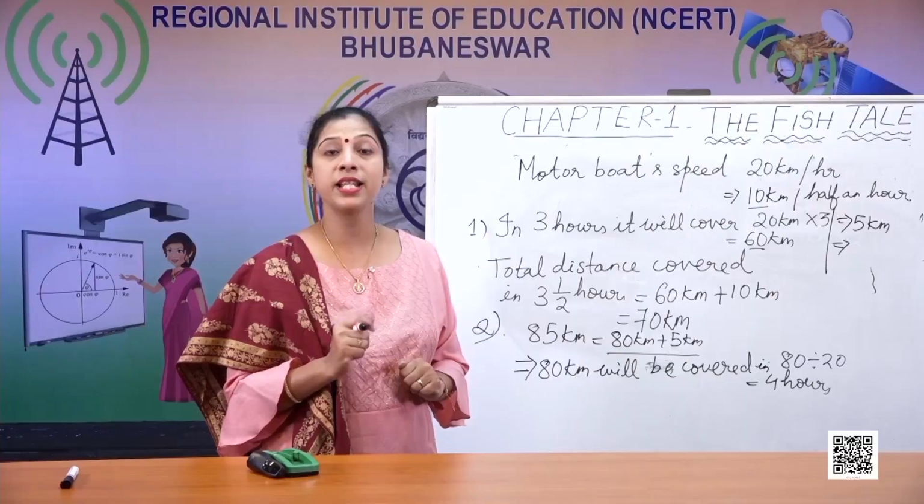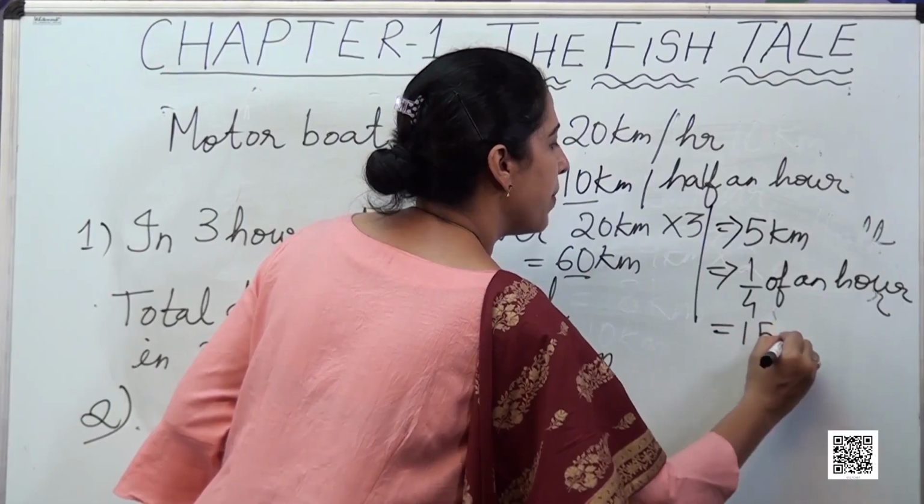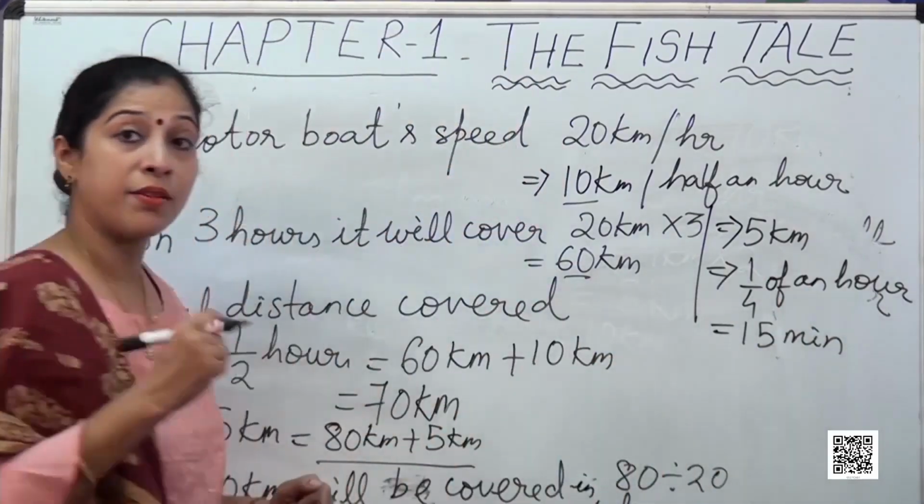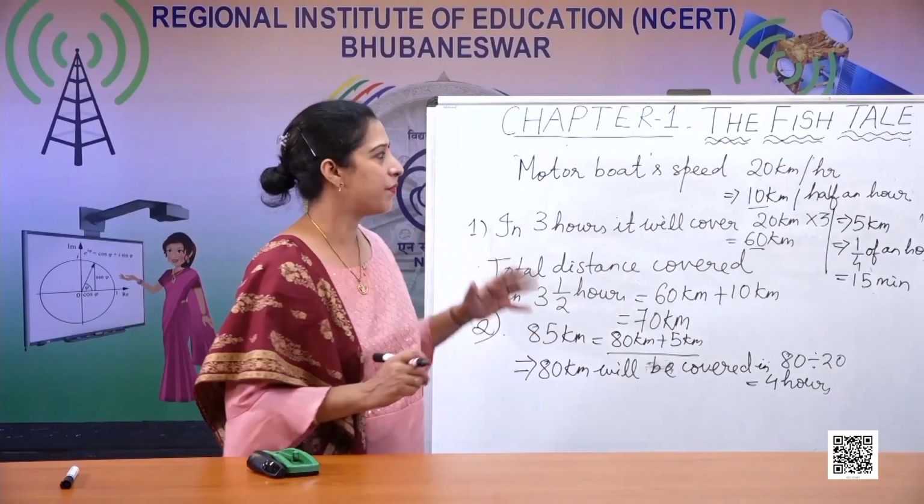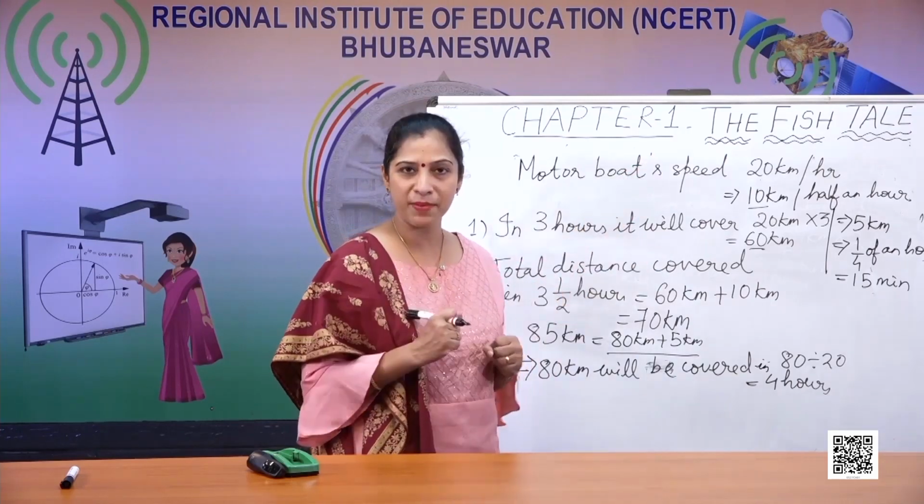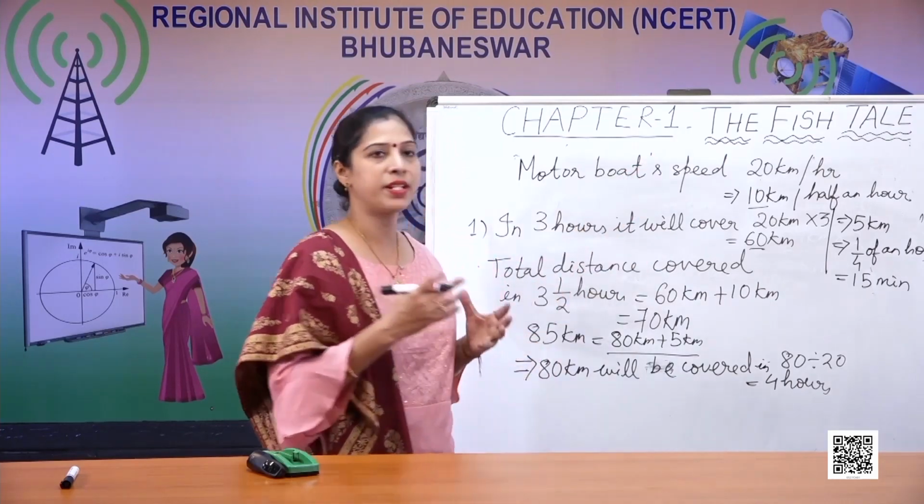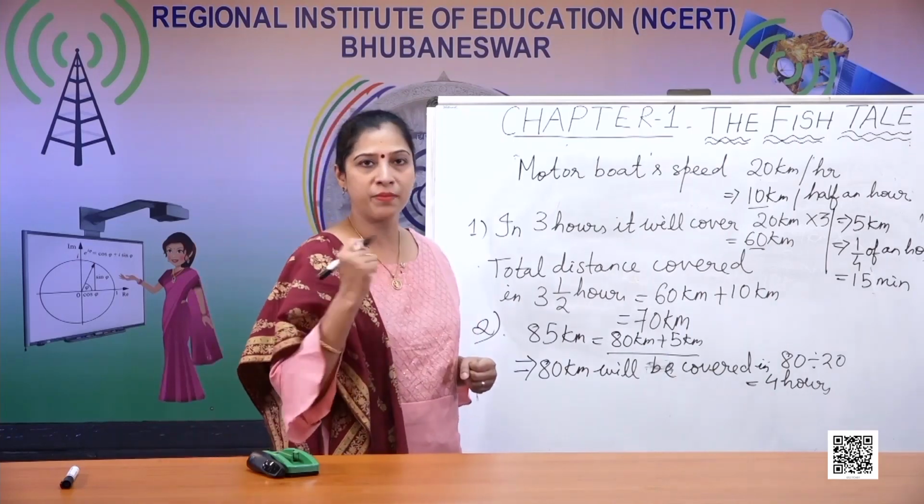1/4 of an hour is 1 by 4 of 60 minutes, which is equal to 60 divided by 4, 15 minutes. Because we can do it orally also. We don't have to go for this calculation. We can do 20 kilometers per hour. So 5 kilometers, how much time is needed to cover? So 20 kilometers in 1 hour. So 5 kilometers will be covered in only 15 minutes.